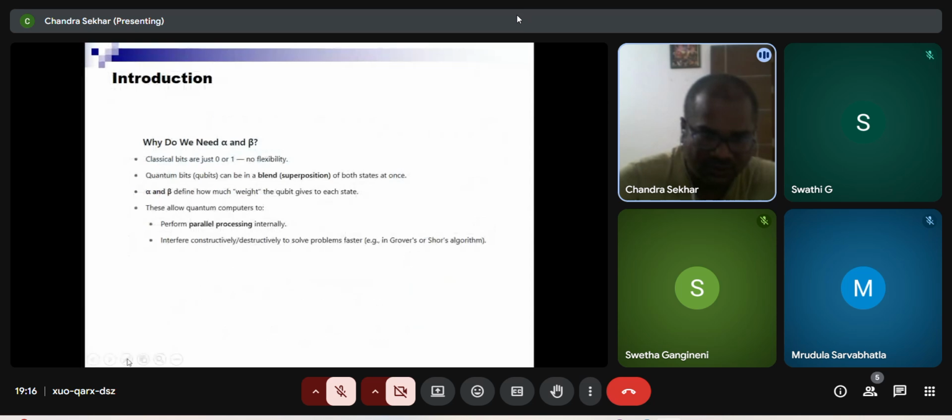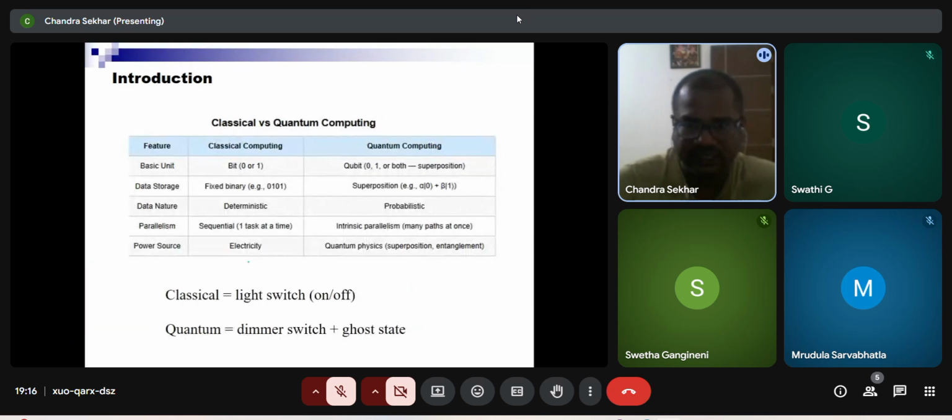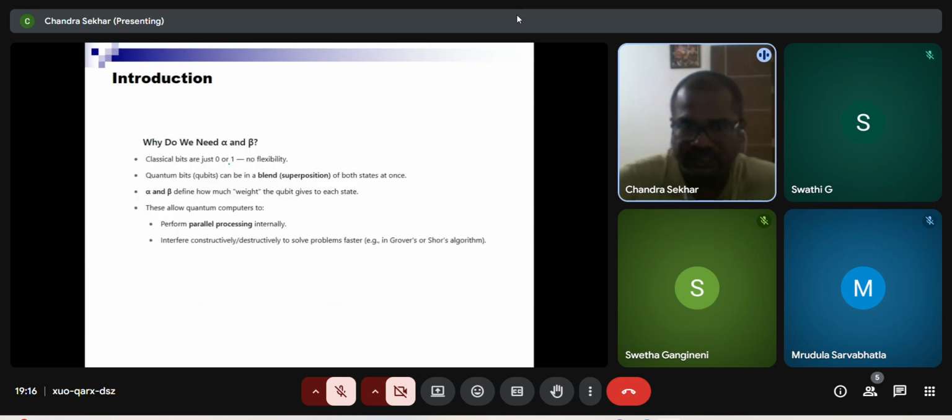Okay, so now we just saw alpha and beta. So what is alpha and beta? Alpha and beta decide the weightage, how much importance I'm going to give to this 0 bit, and how much to the 1 bit. So when I'm dealing with only 1 qubit, that means 2 to the power of 1 equal to 2 states, I have this and this. So how much importance I'm going to give, that is called alpha into this one plus beta into this one.